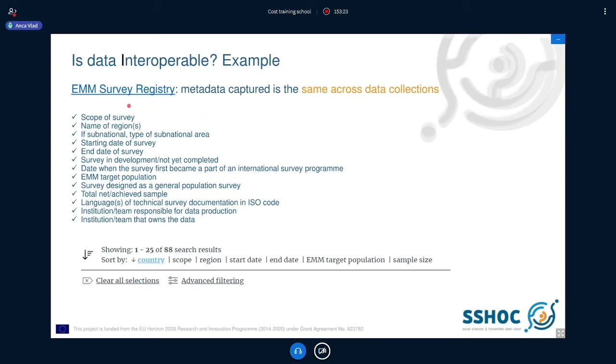Another example is, and I looked here at the data catalog records, the EMM survey registry. So the metadata captures the same across different data collections. And we have here the different metadata fields that the EMM survey register captures. So we have the scope, the name of the region, the starting date, end date. And this is so that researchers can easily search through and categorize, as we see here. So if we're interested in a specific region or a target population, we can easily sort. Yeah, and that's also a benefit of having these standard metadata fields. Okay.